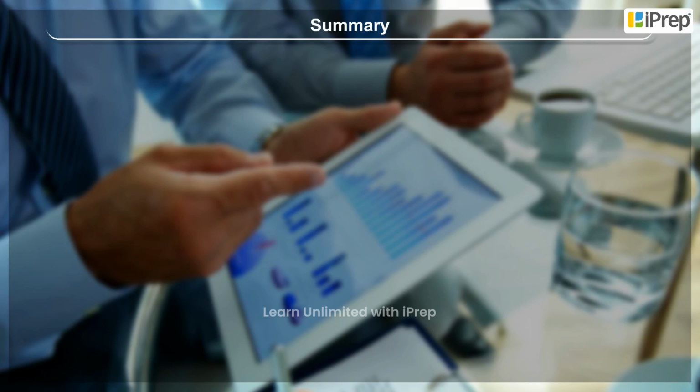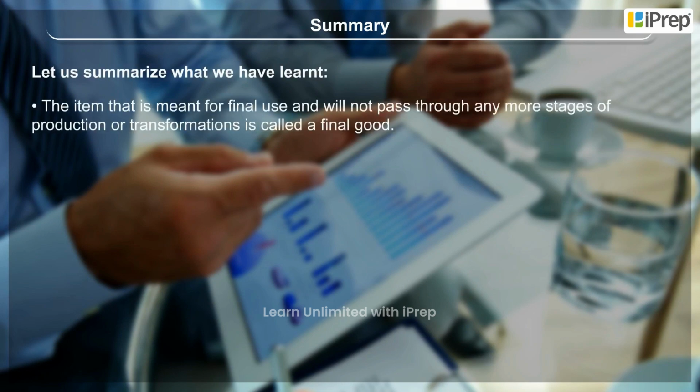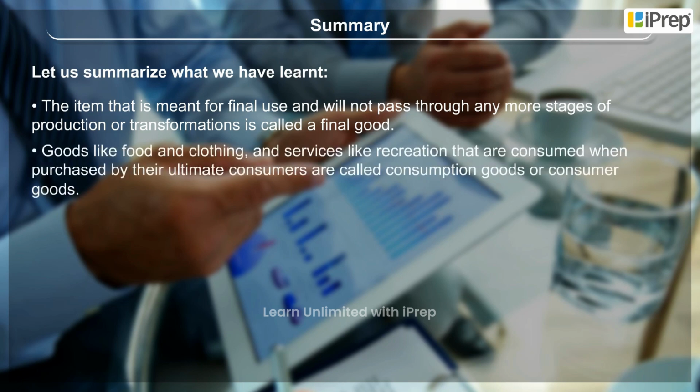Summary. Let us summarize what we have learnt. The item that is meant for final use and will not pass through any more stages of production or transformations is called a final good. Goods like food and clothing, and services like recreation that are consumed when purchased by their ultimate consumers are called consumption goods or consumer goods.